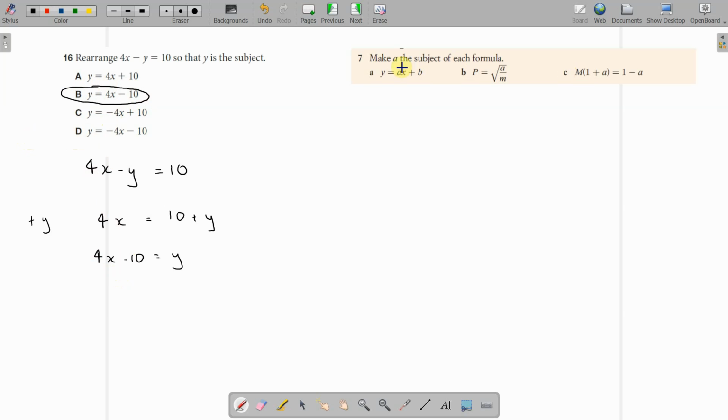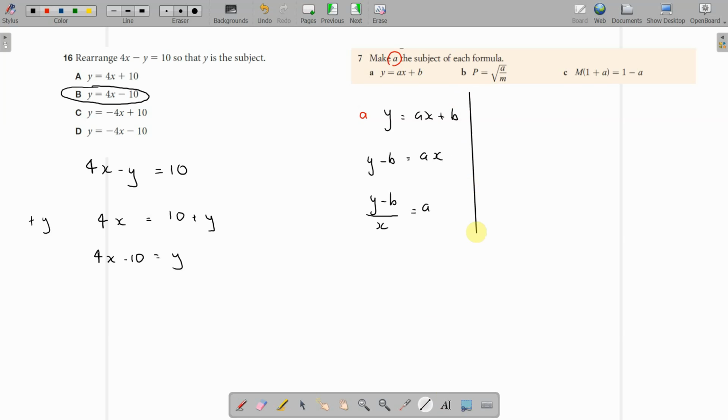Okay, so I'll do these other ones here quick. So part A, I've got to make a the subject. y equals ax plus b. So everything on this side except a is going to go. So first thing I'm going to do is take away the b. And then I'm going to divide by x. There we are.